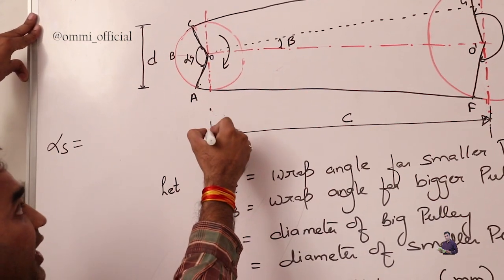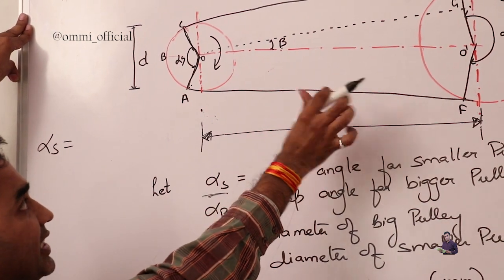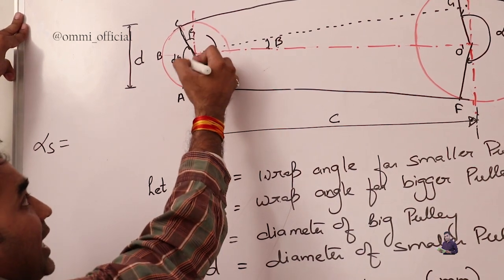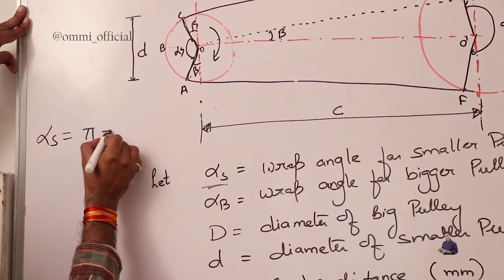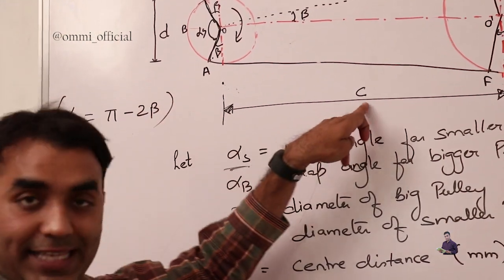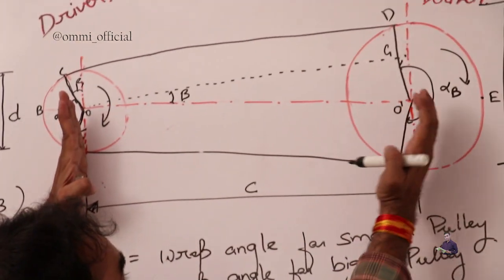the line is 180, and if you see this angle, it is your beta. We know the geometrical configuration, so this should also be your beta, and this should also be your beta. So what is this angle? Alpha S is your pi minus 2 beta. Now we have given the C. C is the center distance between the two pulleys, the driver and driven pulley.